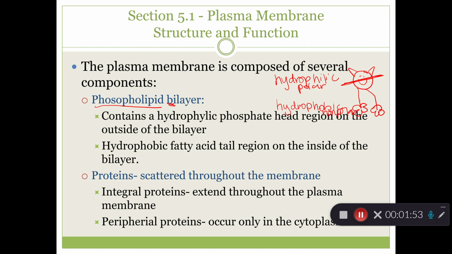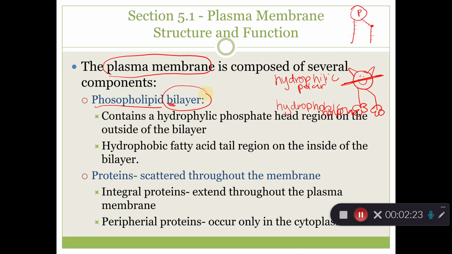Okay, for the test, what I want you to be able to draw is a phosphate group, and a saturated fat and an unsaturated fat, the fatty acid tails. Remember, if it's saturated, it has hydrogens all over it. If it's unsaturated, it's missing a hydrogen. So it's missing one right there. It means it's unsaturated.